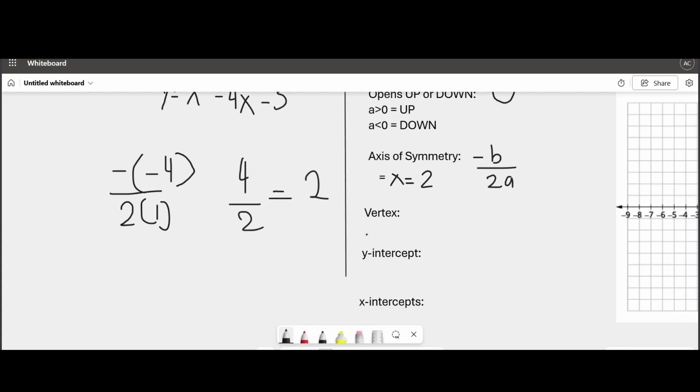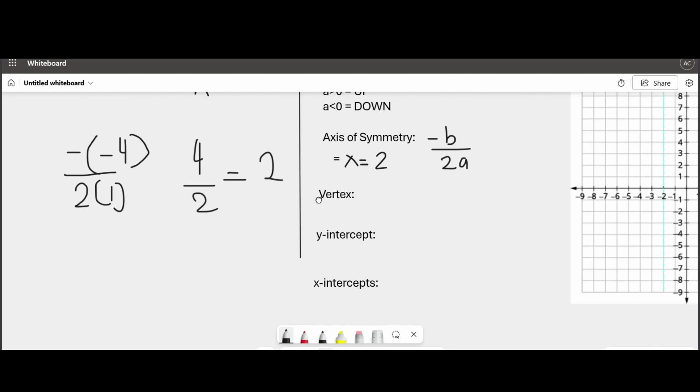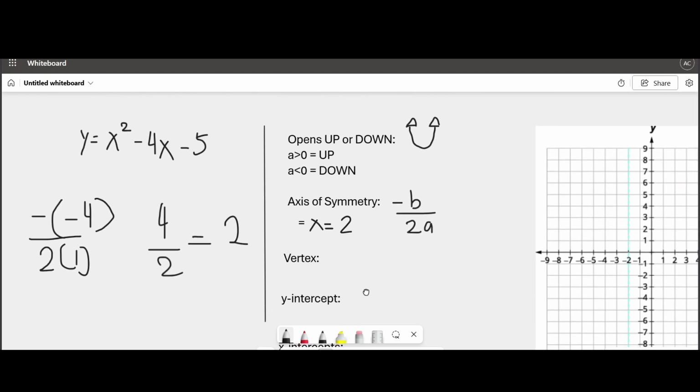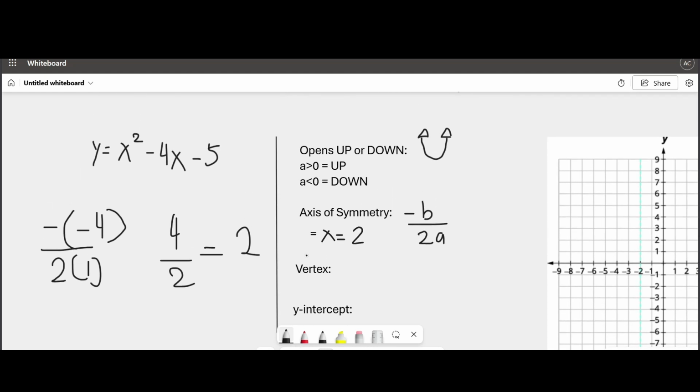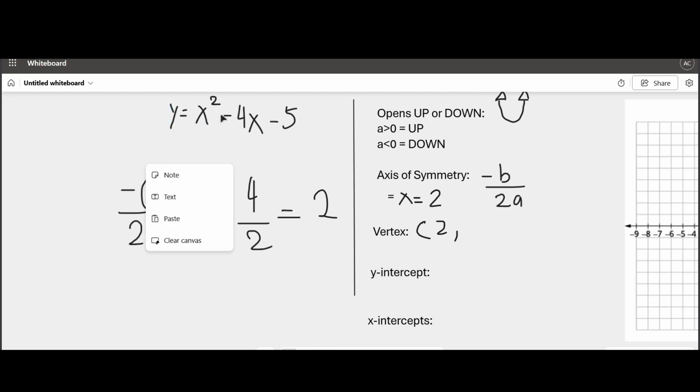Now what about the vertex? The vertex always relies on the axis of symmetry. That's why we wrote the step-by-step process linearly. So now that we figured out the axis of symmetry, we just have to copy the 2 and then use it to substitute the unknown variables in this quadratic function.